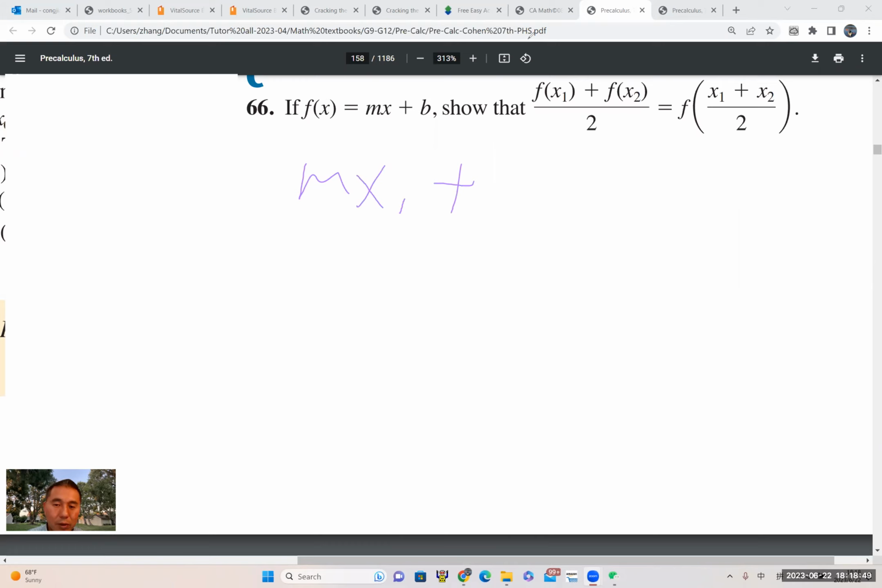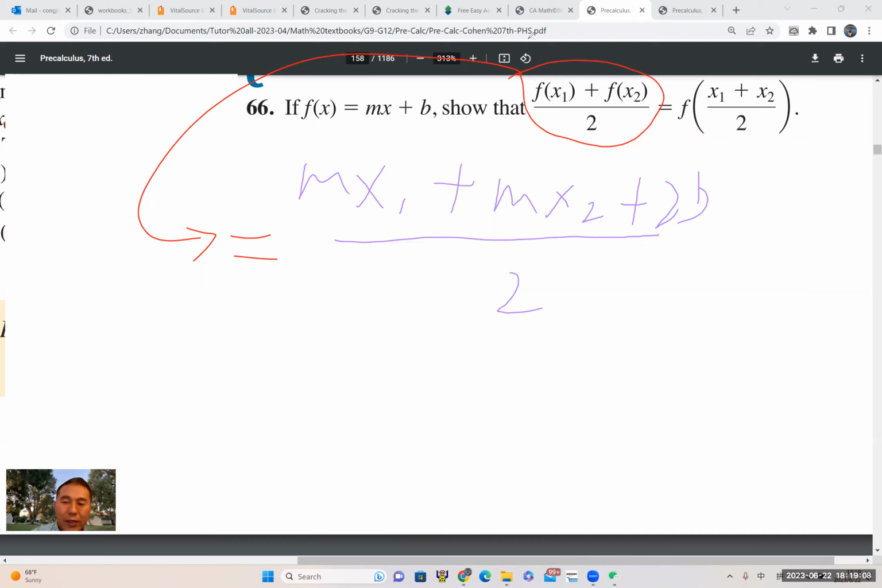mx1, the other one. I suppose you just mean left side equal to this, right? Then keep going.